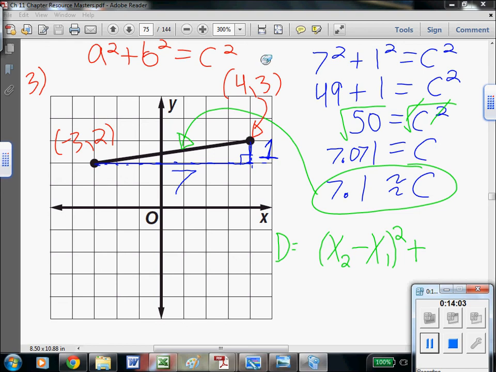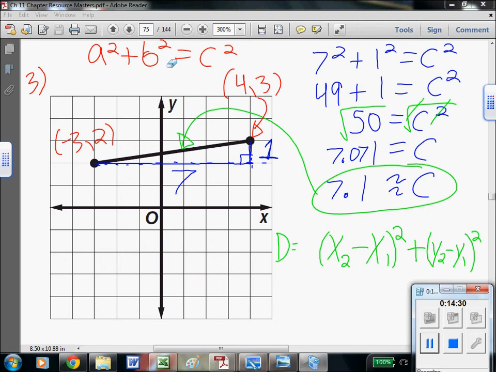The y coordinate measures the vertical. So if you did the second y value minus the first y value, 3 minus 2, you're going to get a 1, which agrees with what we said here. So if you do the second y value minus the first y value and square it, that gives you the length of that leg. Just like b squared, we're squaring that leg for the Pythagorean Theorem.